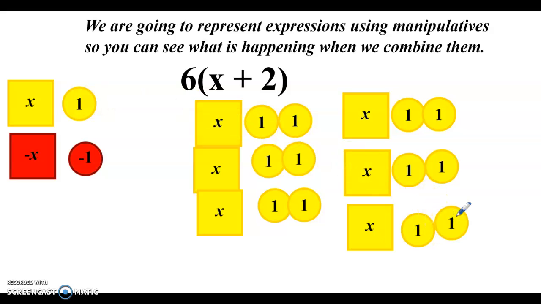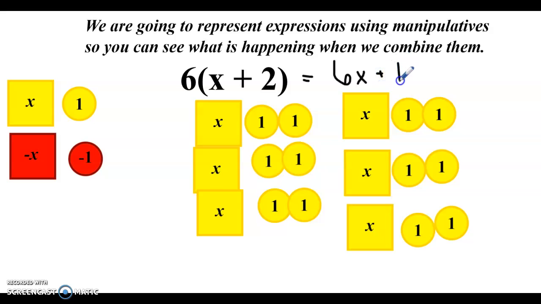Well, we know from combining like terms that I can put all these x's together. How many x's do I have all together? I have 6 x's, and I could put all my constants together. How many of those do I have? Well, I have 2, 4, 6, 8, 10, 12. So I have 6x plus 12.